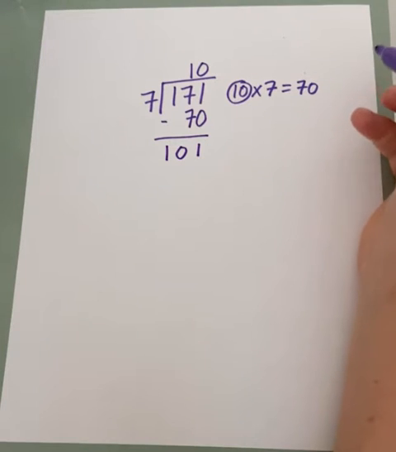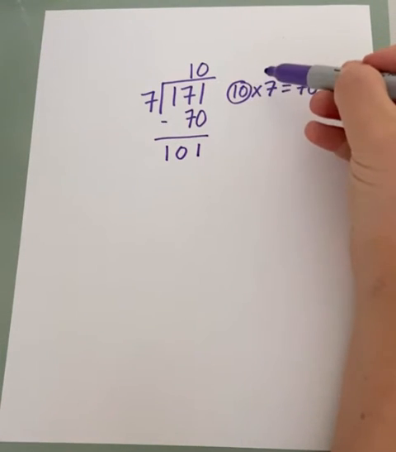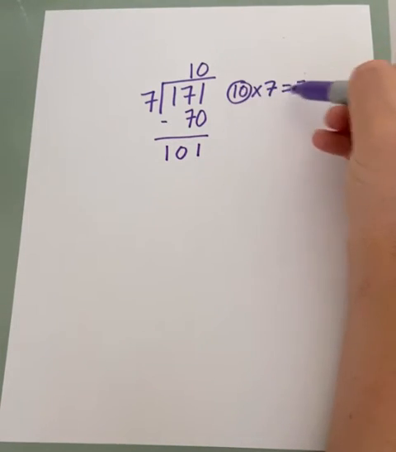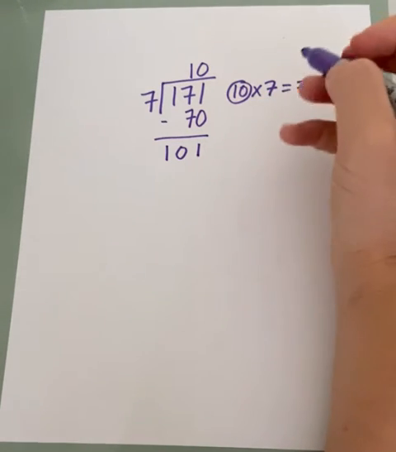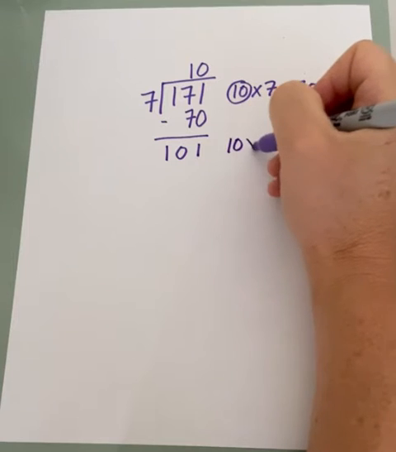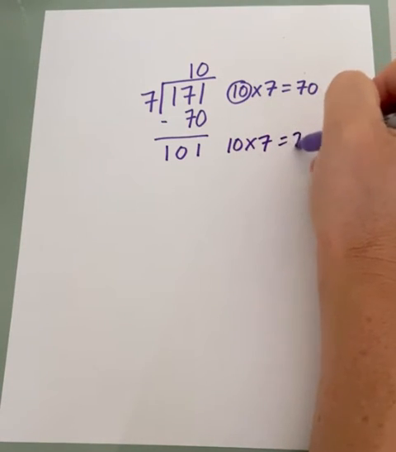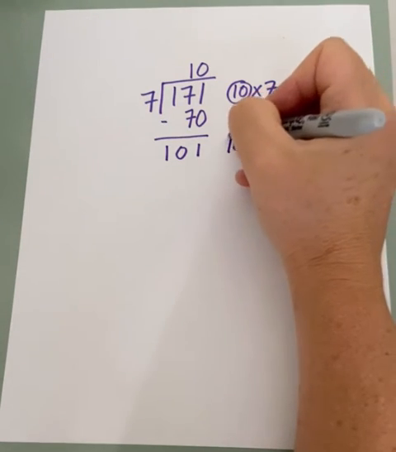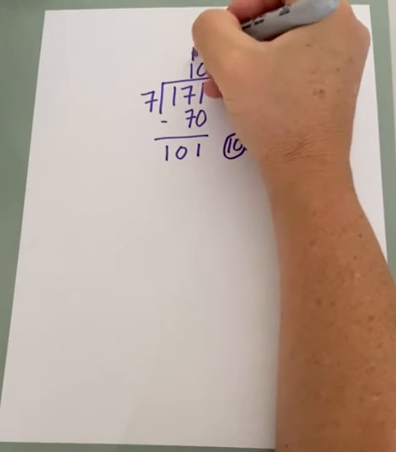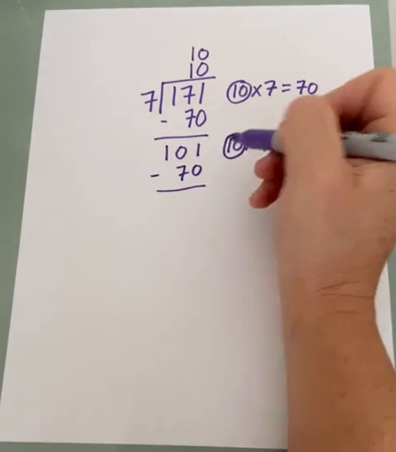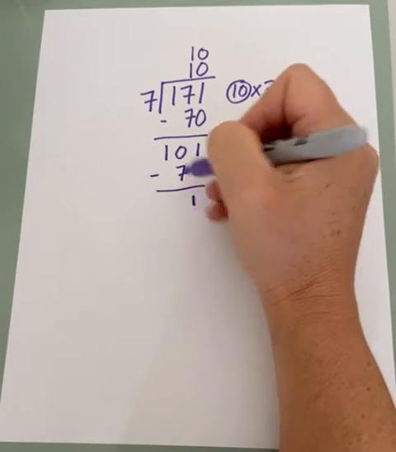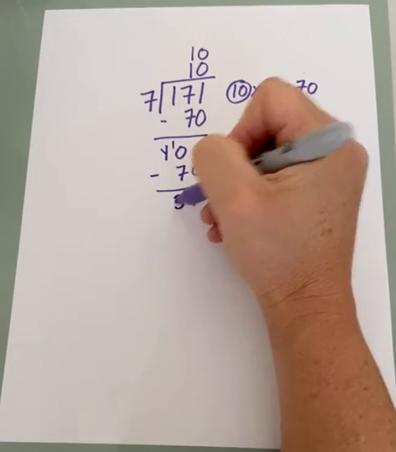So now the question is, is there another 10 groups of 7 in 101? Yeah, 70 is less than 101. So of course there are. So we'll do 10 times 7 is 70 again. So we'll take this other 10 groups of 7 and put it up here and subtract 70 from what's left in the total. Now when we do that, we are left with 31.